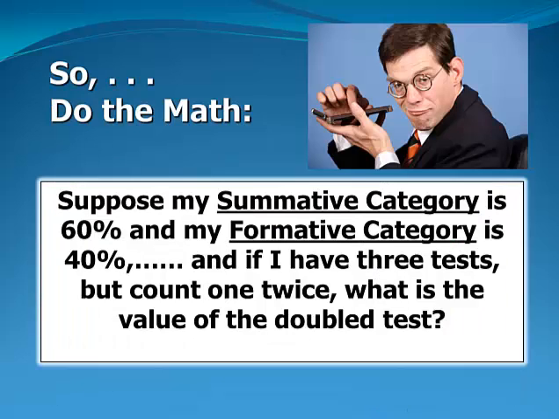So do the math. Suppose my summative category is 60% and my formative category is 40%. If I have 3 tests, but I count one twice, what is the value of that double test?